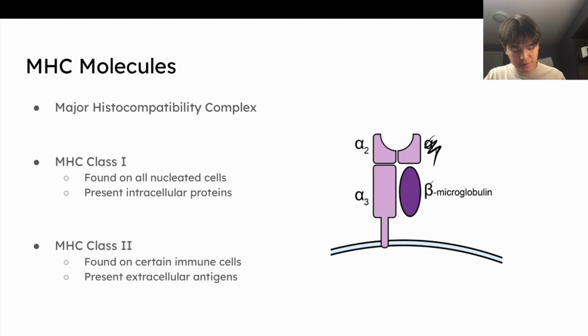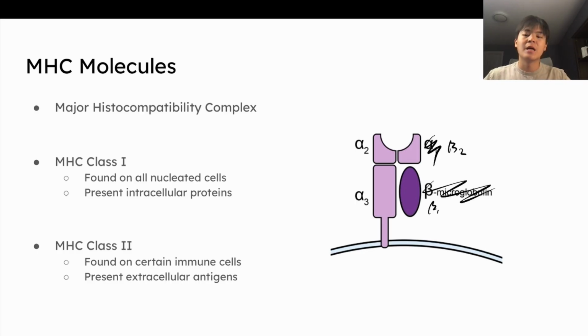Imagine this is class 2. I think it's like B1, B2 here, or something like that. Imagine this is like a class 2 MHC protein. Now, these are only found on certain types of cells, and these cells we'll go over later. We call them antigen-presenting cells.